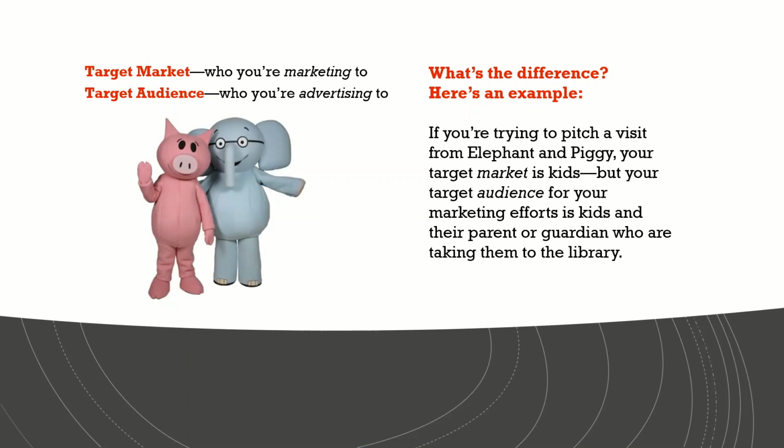And the difference there is, say, for example, you are trying to pitch a character visit from Elephant and Piggy, which is super fun. Kids love Elephant and Piggy. They love seeing people dressed up in costumes. It's going to be great, right? So your target market is the kids. Elephant and Piggy is for the kids. The adults aren't actually interested in that. But your target audience, who you're advertising to, is not only the kids, but the parents or guardians who are going to be taking them to the library.